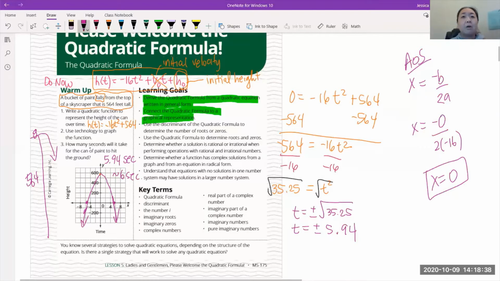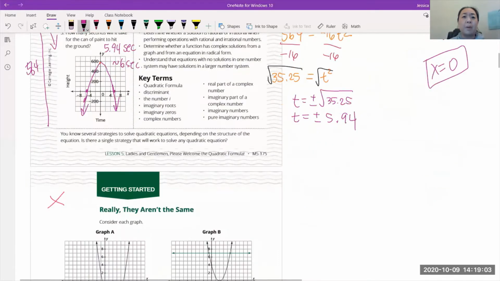All right, so our learning targets for today is we're going to derive the quadratic formula from the quadratic equation given in general form, and also connect the quadratic formula to a graphical representation. They are related. This is not a random formula that some guy just said, oh, let's just do this and this will work all the time to find roots. No, it's not like that. It's very much related to what we've been doing.